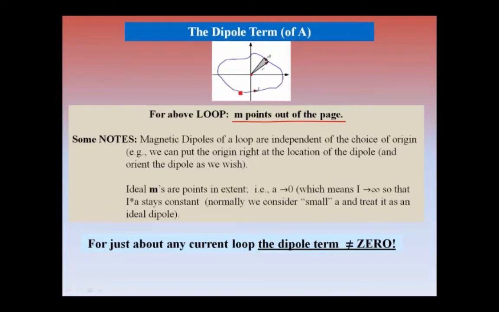The ideal dipole moment consists of a magnetic moment where the area of the current loop is very, very small. In fact, for an ideal dipole moment, you let A go to 0 and then you increase I accordingly so that the factor I times A stays constant. Normally we just simply consider A to be very small and we treat it as an ideal dipole. For just about any current loop, the dipole term in the expansion is unequal to 0.